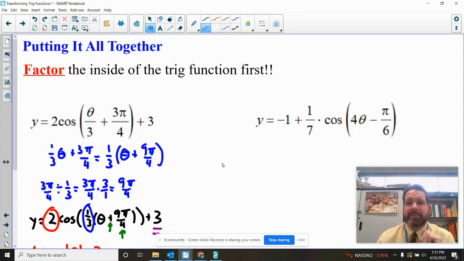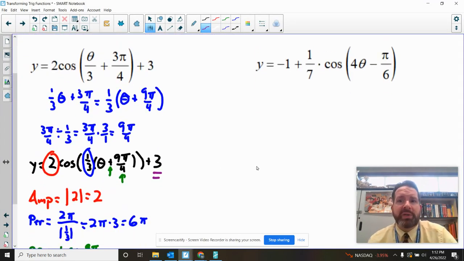Okay, let's go again. I would like you to do a quick pause here. Try this one yourself, and then unpause when you are ready to check things out.